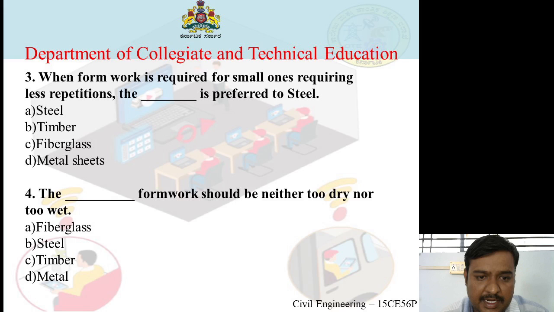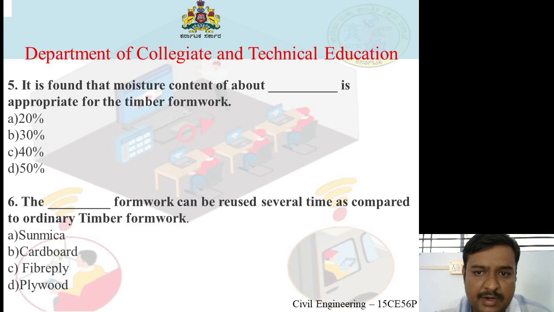So next, fifth one, it is found that the moisture content of about dash percentage is appropriate for the timber formwork. So how much moisture content should timber formwork have: 20%, 30%, 40%, 50%. The right answer is 20%, A. Then sixth one, the dash formwork can be reused several times as compared to the ordinary timber formwork. Sun mica, cardboard, fiber clay, and plywood. The answer is plywood, D. The plywood formwork can be reused several times as compared to ordinary timber formwork.